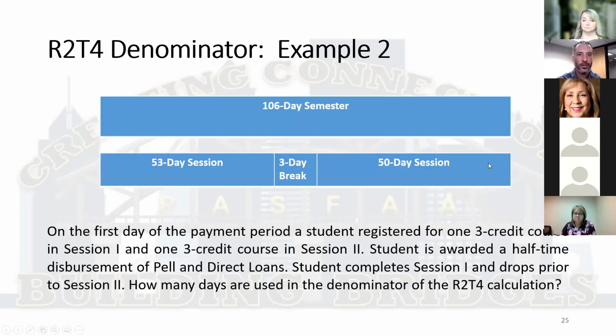Let's get into another example. Same situation here. 106 and 53 and 50 in the second session. On the first day of the payment period, student is registered for a 3-credit course in session 1 and a 3-credit course in session 2. The student is awarded half-time disbursement of Pell and direct loans. The student completes session 1 and drops prior to session 2. How many days are used in the denominator?